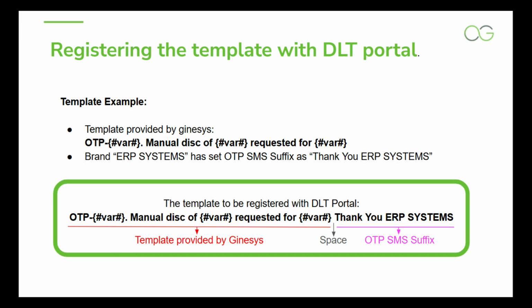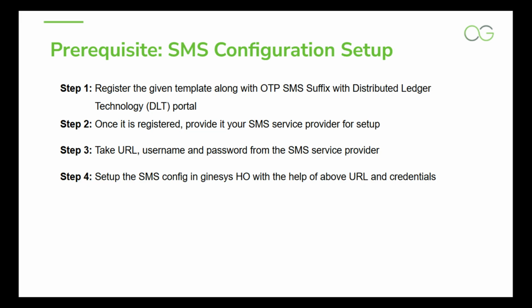Point to note here is that existing clients who are already using OTP for credit note redemption should use the existing OTP SMS suffix for the manual discount OTP template as well. You can find the template in the release notes of this feature. The link to the release notes is attached in the description of this video so that you can locate it easily. Okay, so now coming to the next steps. Once the template is registered with the DLT portal, provide the registered SMS template to SMS service provider.